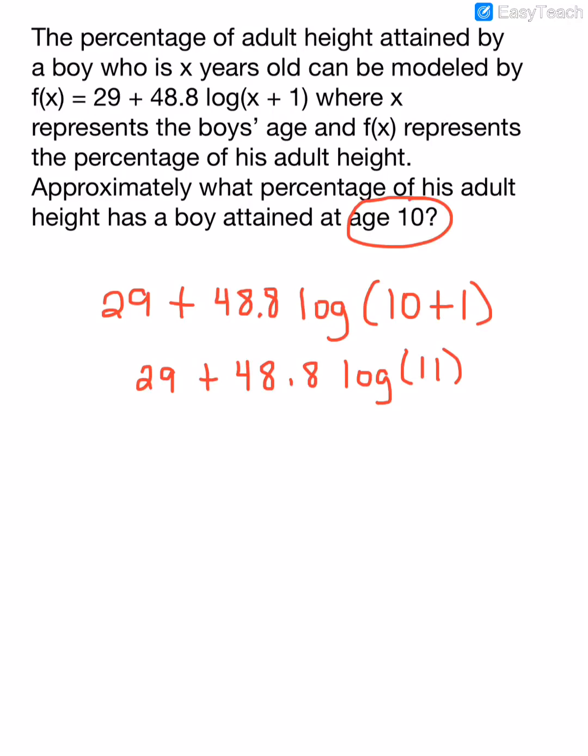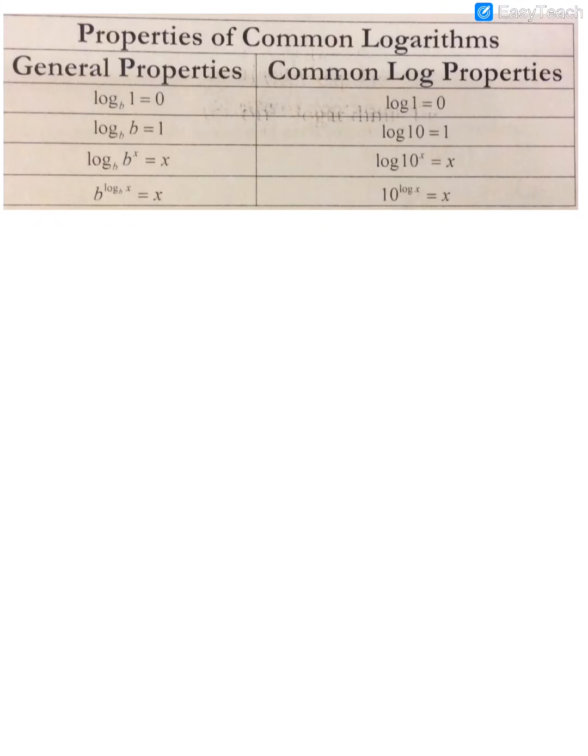So we're just going to round to the nearest whole number, and the percentage of adult height that he has attained, since it was 79.8, we're just going to round that to 80%. So he's reached 80% of his adult height at age 10.